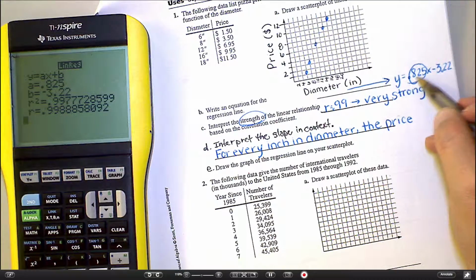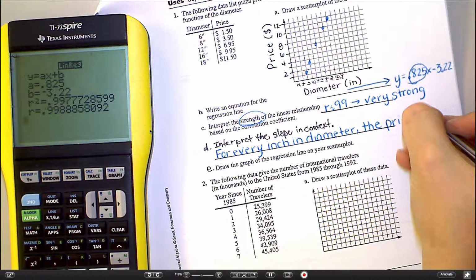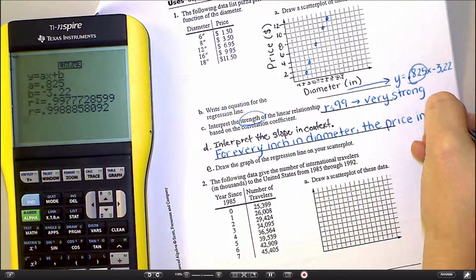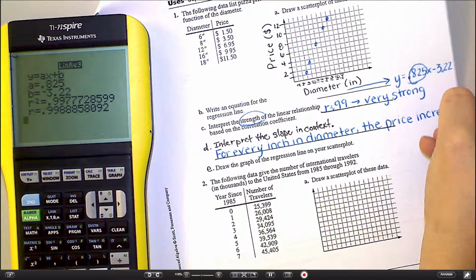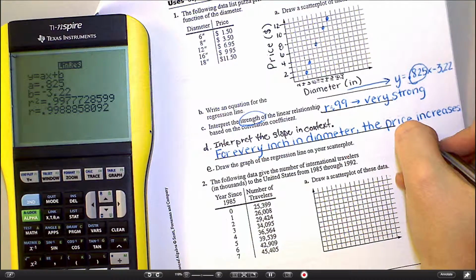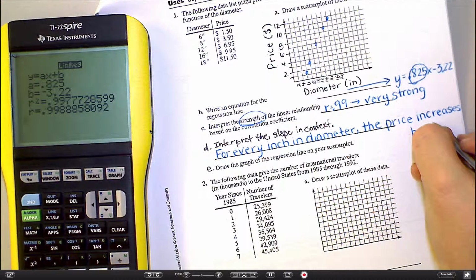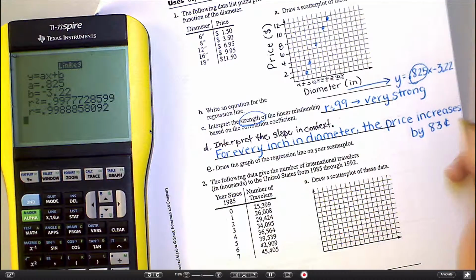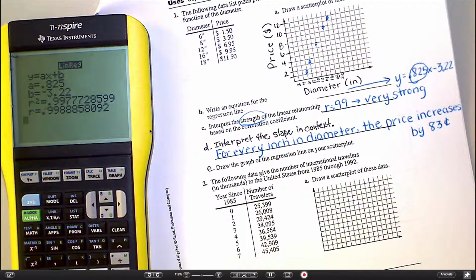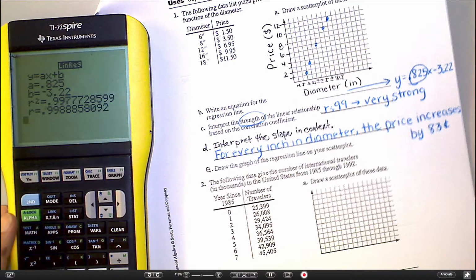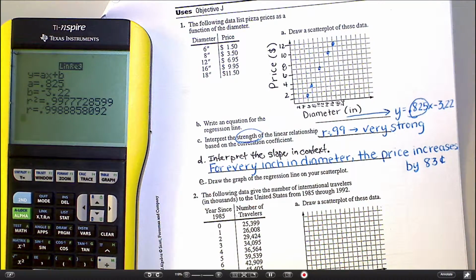Well, since that's a positive number, I would say it increases by, that's going to be about 83 cents, okay? If I round that. If you had said $0.825, that's fine too. But that $0.825, that's really talking like 82.5 cents, okay? So that's my general rule. For every inch in diameter, the price increases by 83 cents.